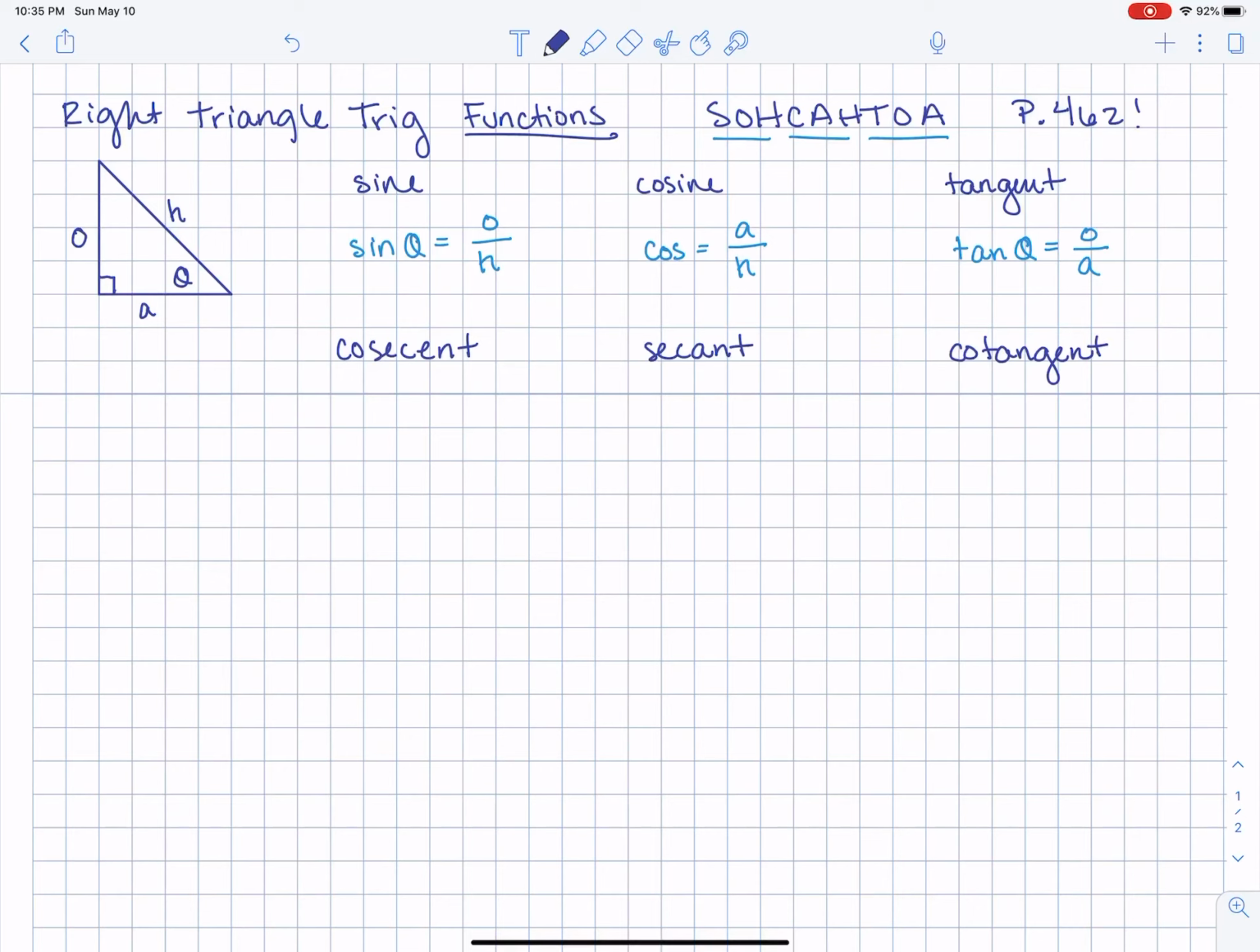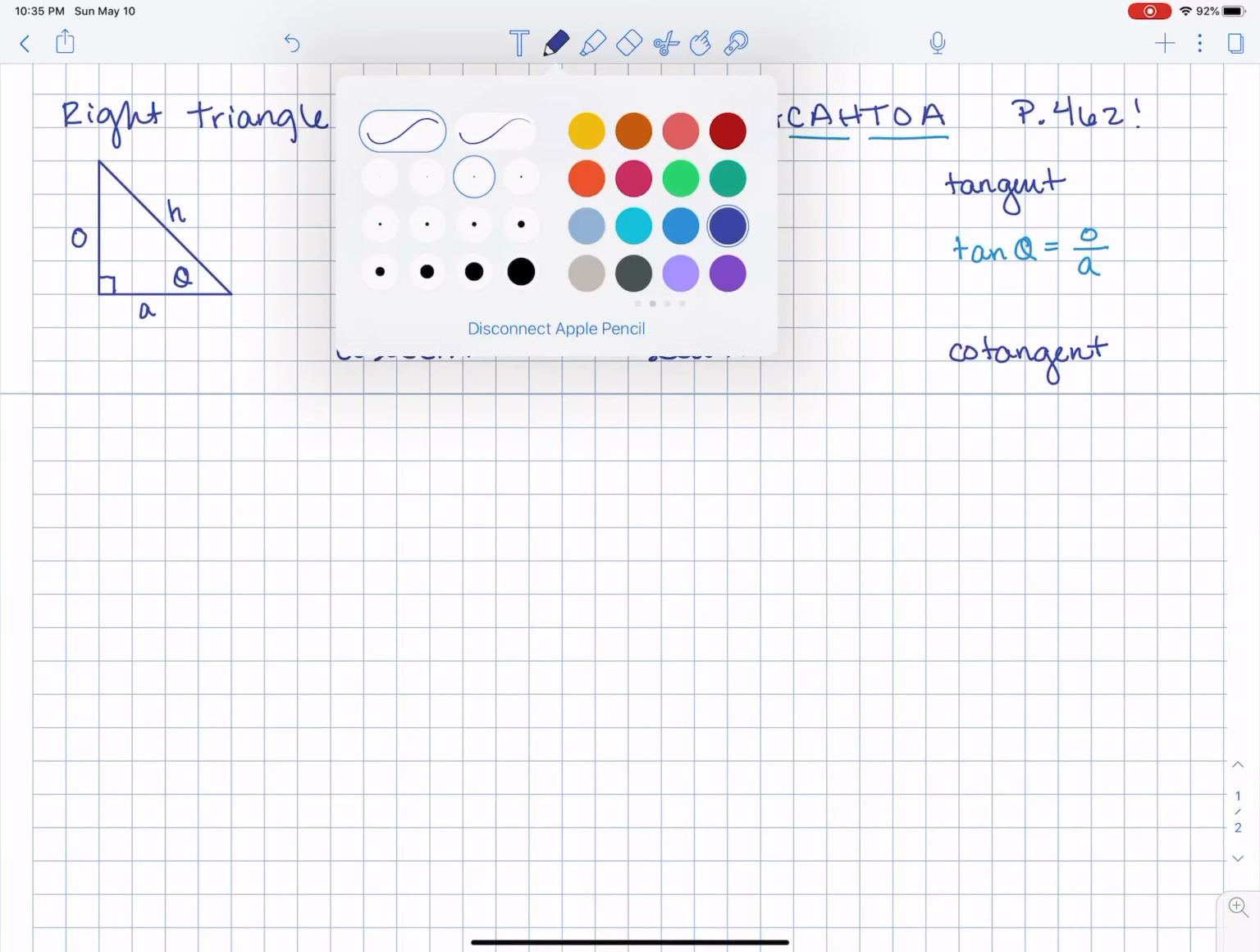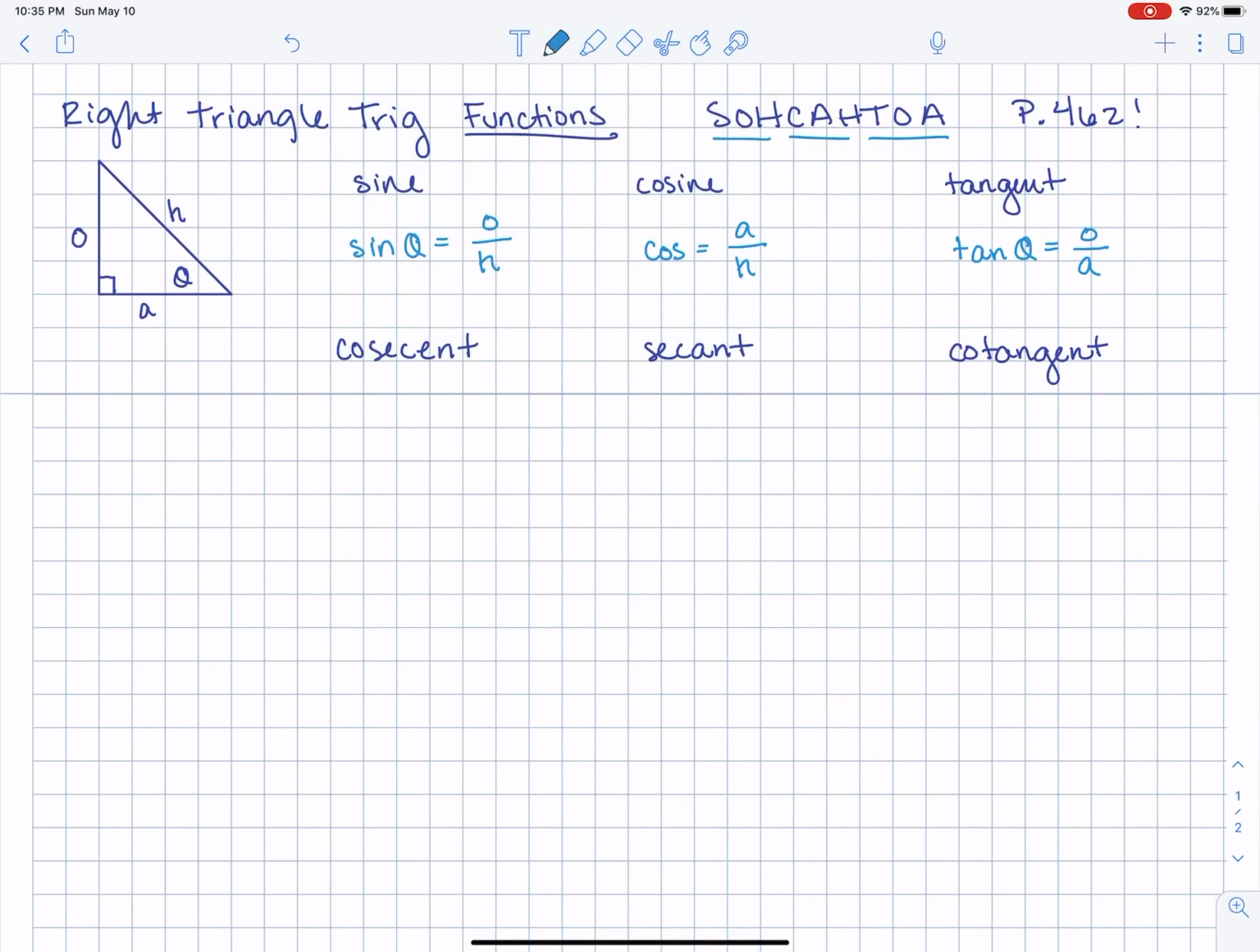And again, we do not use all of these words. We abbreviate them. So I'm going to switch back to that light blue. So cosecant, we write CSC. So CSC of theta is equal to 1 over sine theta. Now, we know what sine theta is. So actually what happens here is that our cosecant of theta is equal to our hypotenuse over the opposite side.